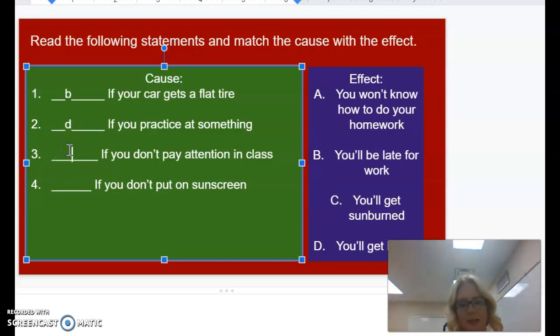3 says if you don't pay attention in class, you won't be able to do your homework. A. The last one, if you don't put on sunscreen, obviously, you will get sunburned. That one is pretty straightforward. Sunscreen helps prevent a sunburn.